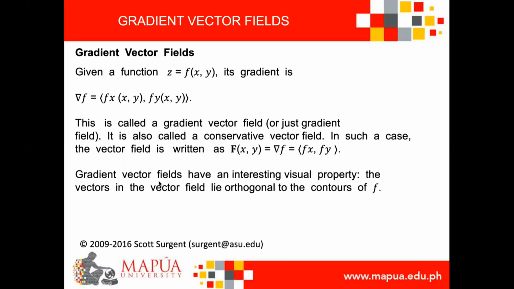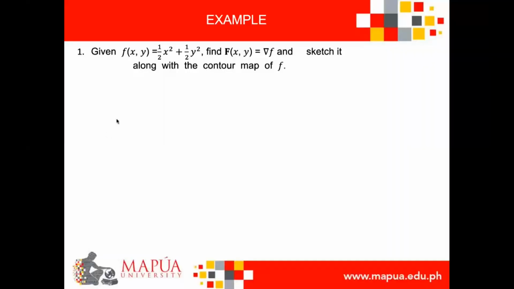Gradient vector fields have an interesting visual property, that is, the vectors in the vector field lie orthogonal to the contours of f. Let us have this example. Given the function f of xy equals 1/2 x squared plus 1/2 y squared, find F of xy equals del f and sketch it along with the contour map of f.